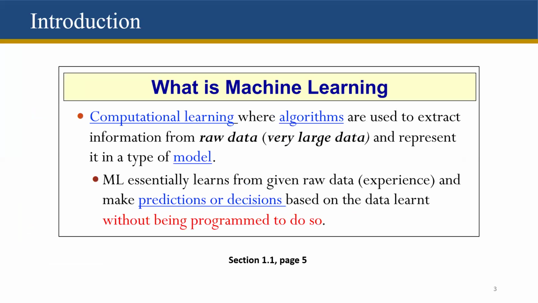So we said machine learning is a computational learning where algorithms are used to extract information from raw data, and preferably we want a very large data set, and we represent it in a type of model. Now, ML essentially learns from that given raw data through some experience and makes predictions or decisions based on the data it has learned from, without explicit programming or being programmed to do so.